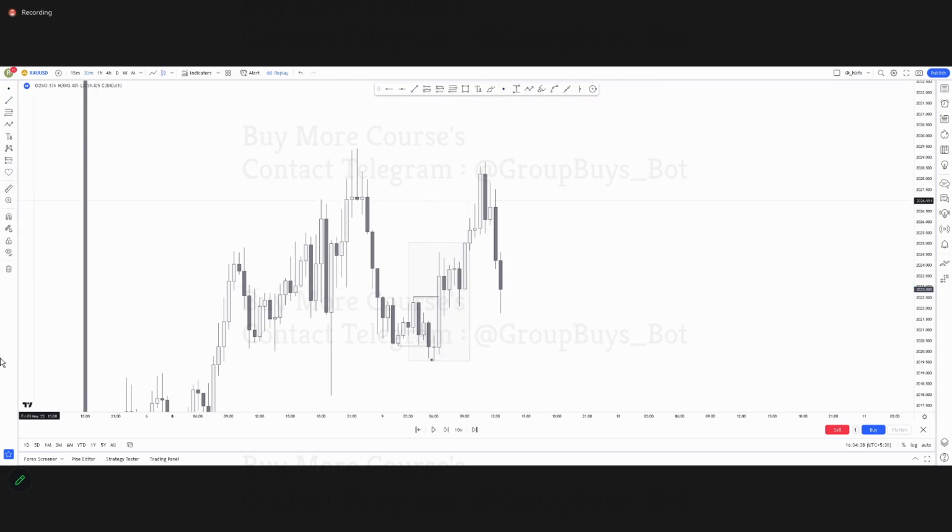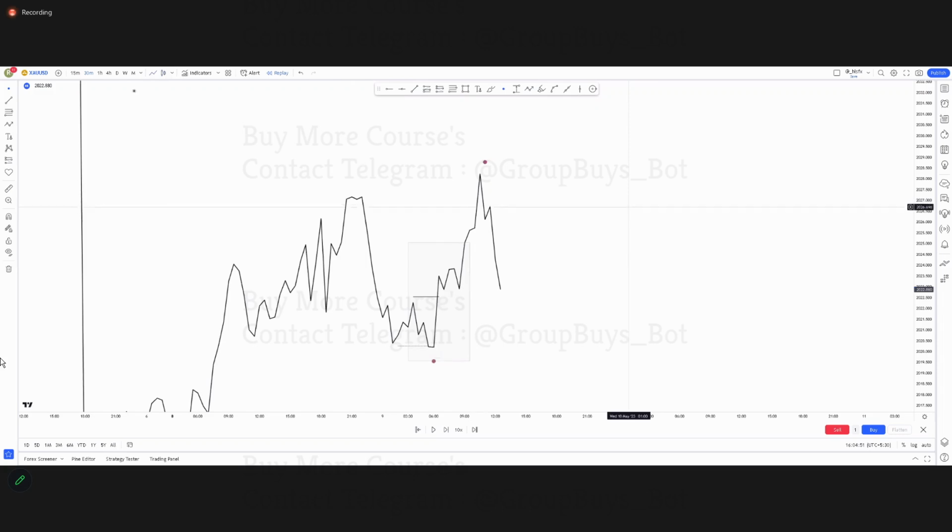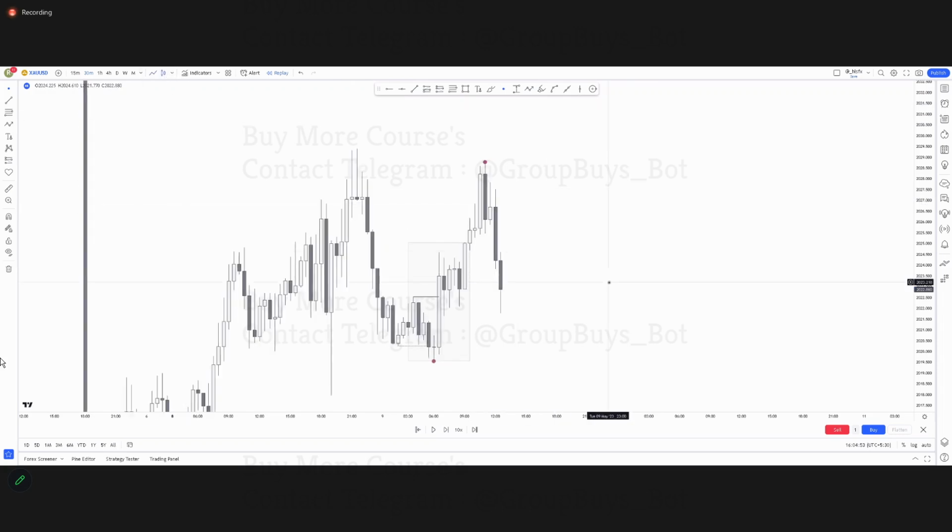So our trading range basically starts from this low. I will give a different color. This low to this high. This is our trading range now. You understand, guys, what I'm saying? Yeah, sure.